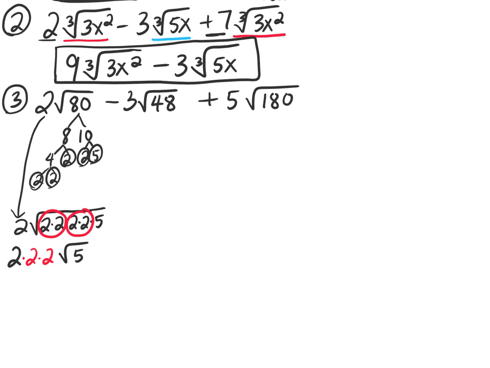Just slide that up a little bit. So that term will be 8 square root 5. Now I have to do that 2 more times. So go to the next one.